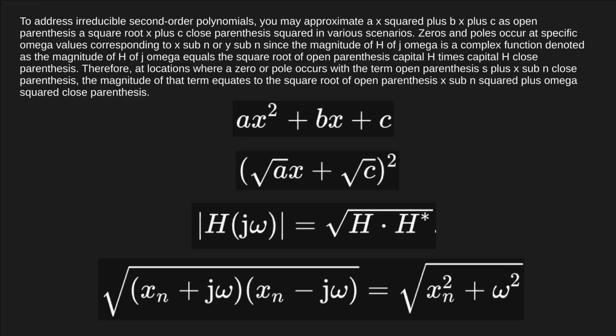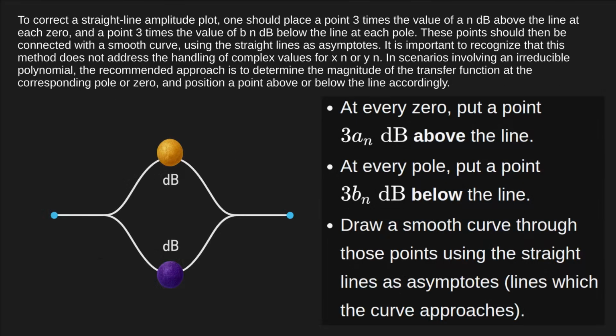Therefore, at locations where a 0 or pole occurs with the term open parenthesis s plus x sub n close parenthesis, the magnitude of that term equates to the square root of open parenthesis x sub n squared plus omega squared close parenthesis. To correct a straight line amplitude plot, one should place a point 3 times the value of a sub n dB above the line at each 0 and a point 3 times the value of b sub n dB below the line at each pole. These points should then be connected with a smooth curve, using the straight lines as asymptotes.